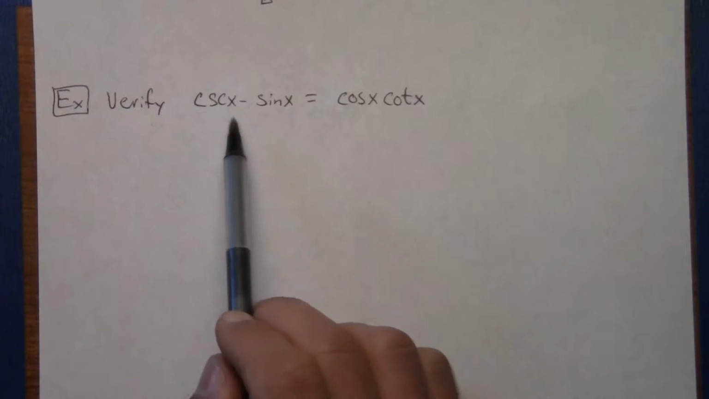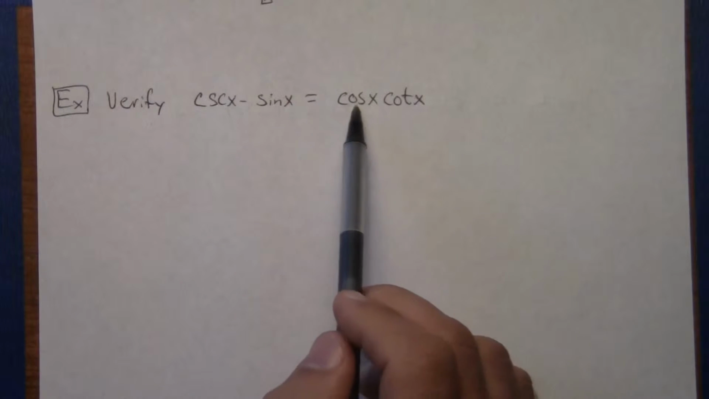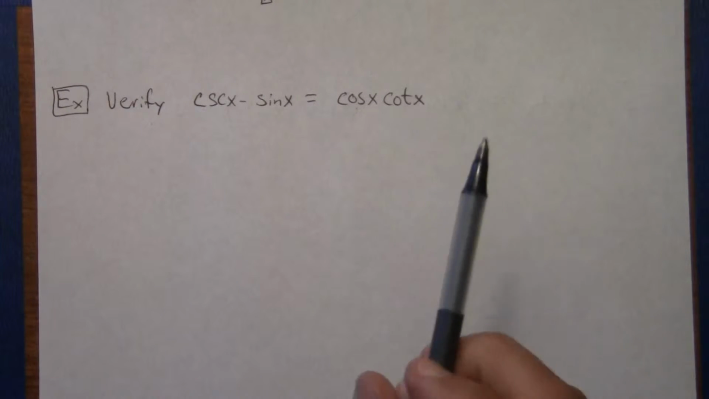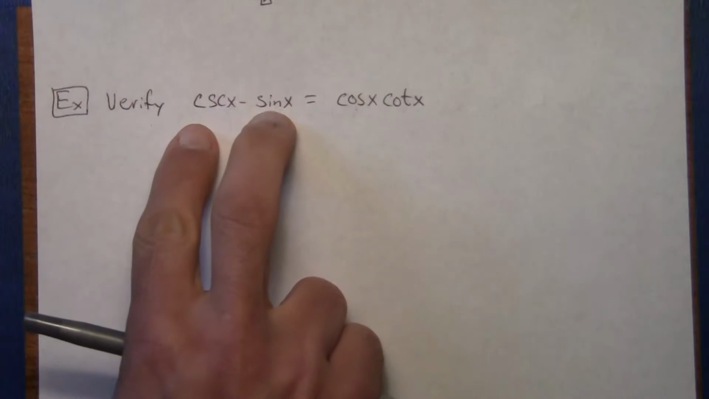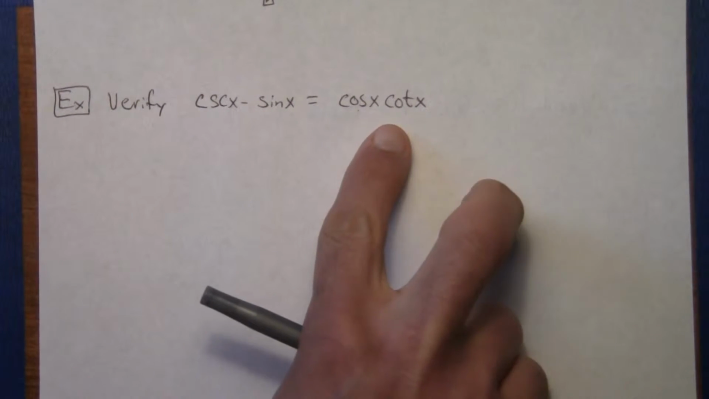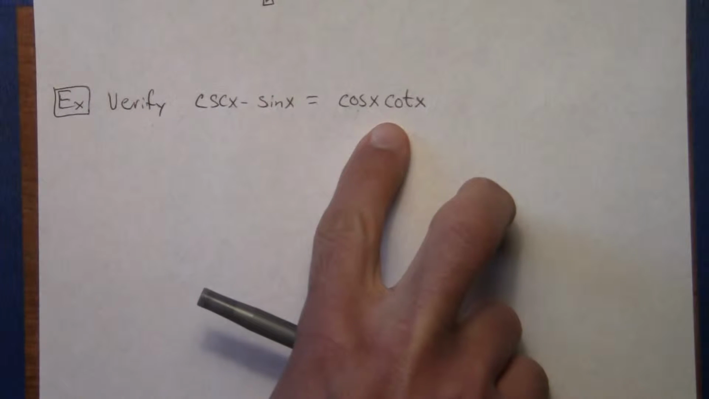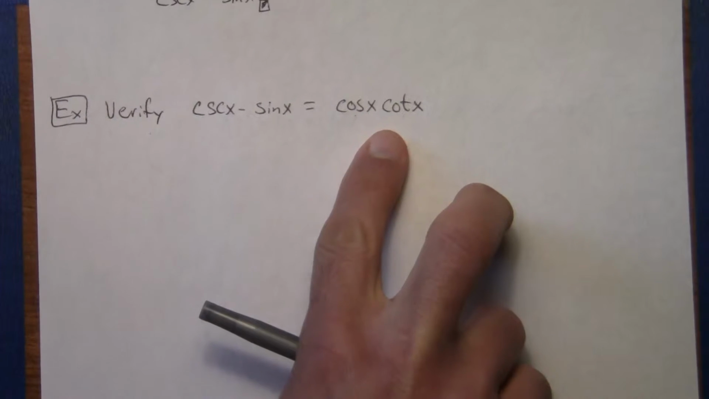Alright, so the next one, verify cosecant x minus sine x equals cosine x times cotangent x. I don't see any squares. There's no specific identity that jumps out at me. What does jump out at me, though, I have two terms. My answer is only one term. That means I probably need to get a common denominator.